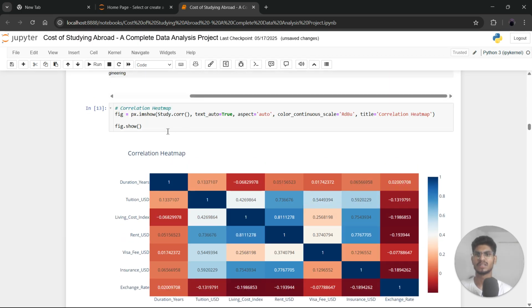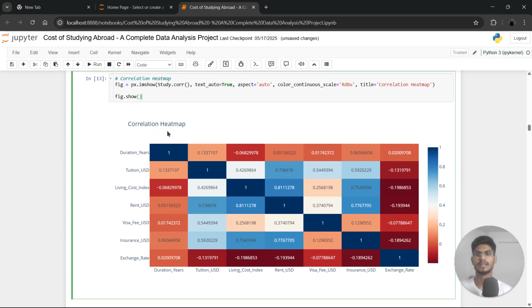Now we are going with the correlation function. The correlation identifies the relation between each pair of columns, and the more positive the value between two columns, the stronger the positive relation between them. If the value is closer to negative, then it is a negative relation.